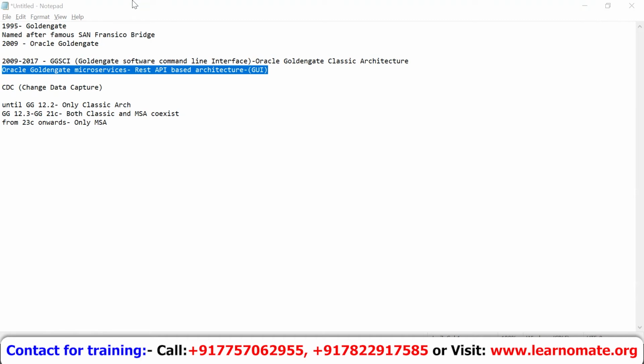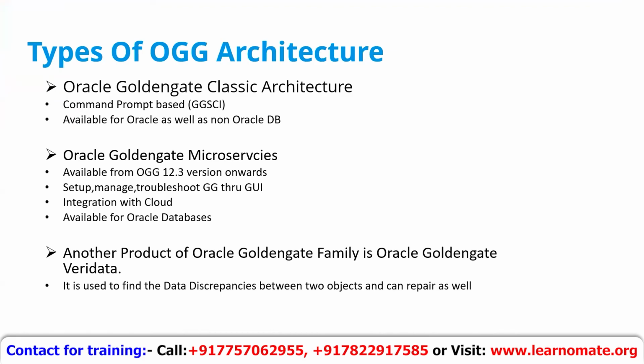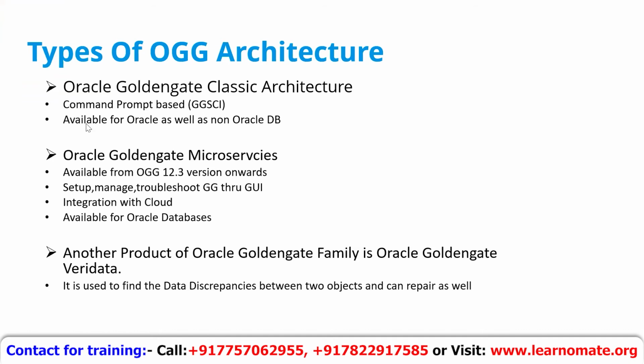Why is GoldenGate the biggest player? Because another thing is, Oracle in databases is still one of the leading providers, right? Okay, so in today's versions, many organizations use either 19C or 21C. 21C is the latest version. So classic architecture is command prompt based architecture, GGSCI, and it is available for both Oracle as well as non-Oracle.